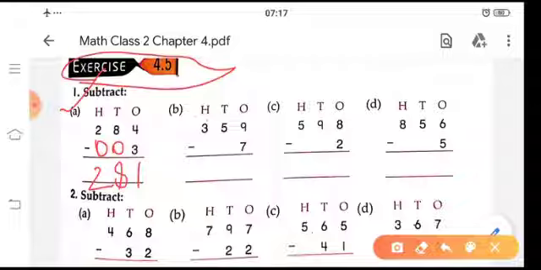So 281. Similarly, here also 9 minus 7. First we write here 0. 9 minus 7, 2. 5 minus 0, 5. 3 minus 0, 3. So in this way, children, do the other sums in your copy.